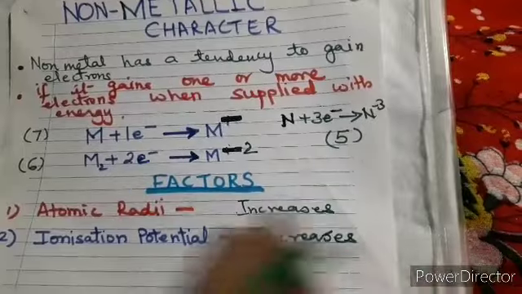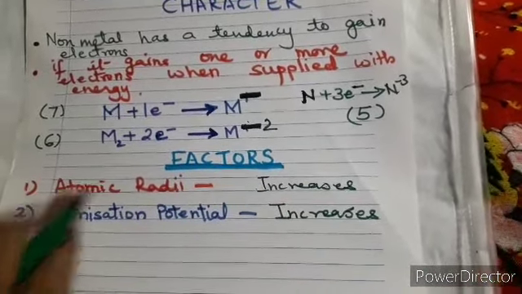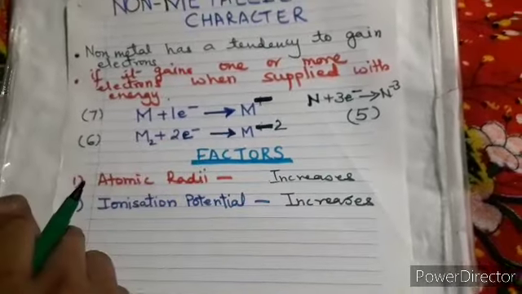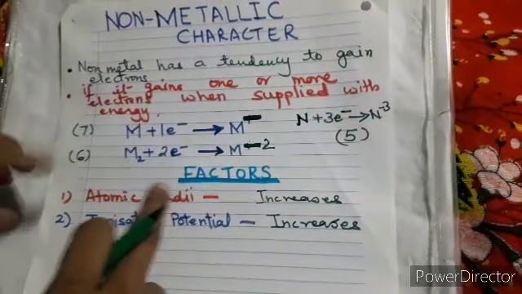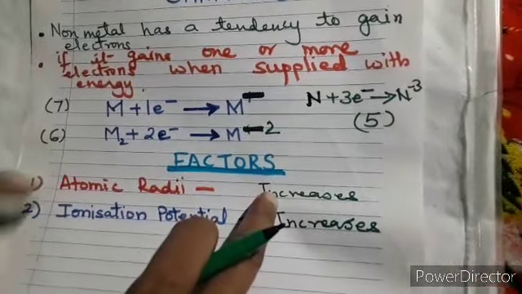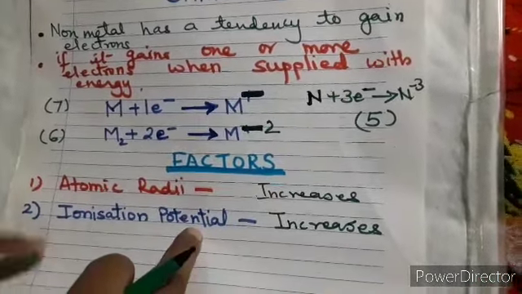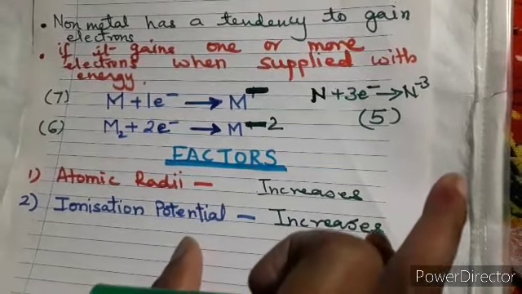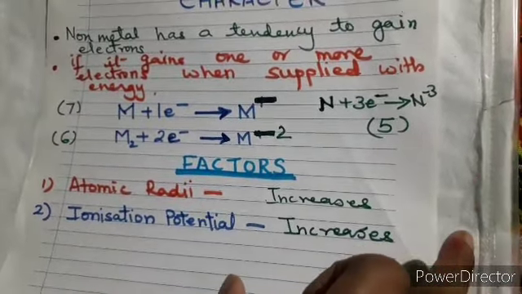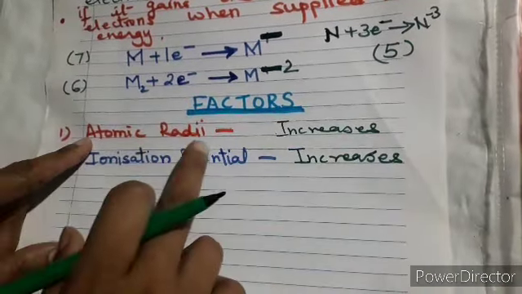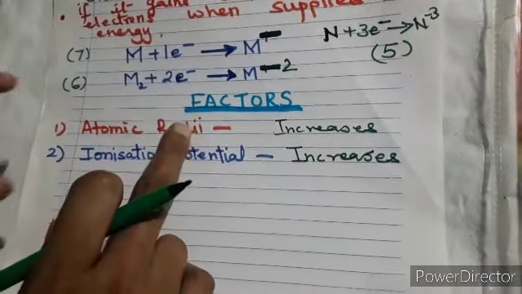Now I have again written certain factors over here, and the factors are atomic radii and ionization potential. These factors tell us what we have to see: when atomic size or atomic radius increases, what will happen. When ionization potential increases, then also you have to see what will happen to the non-metallic character. So we'll take one at a time, and let's start with the first factor, and we'll see its example also.